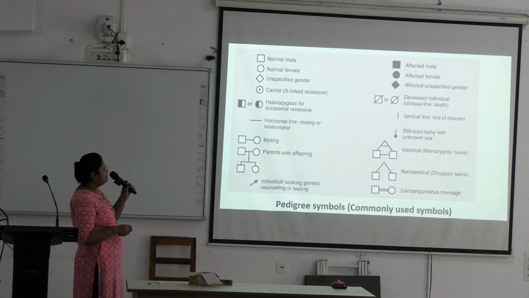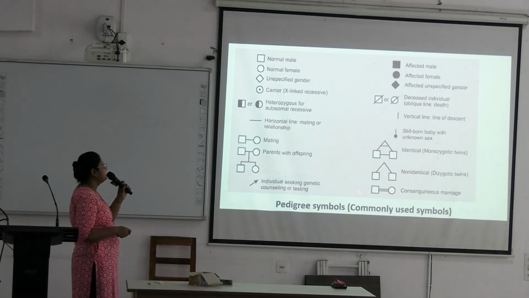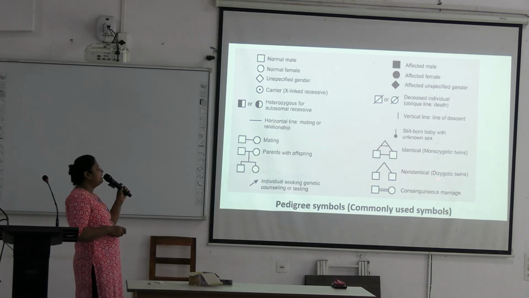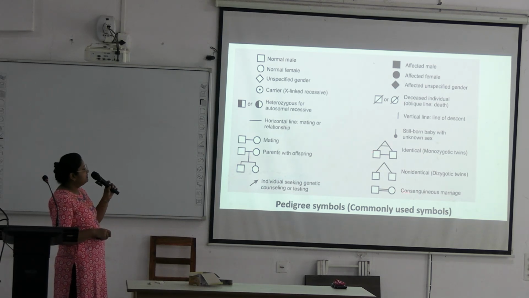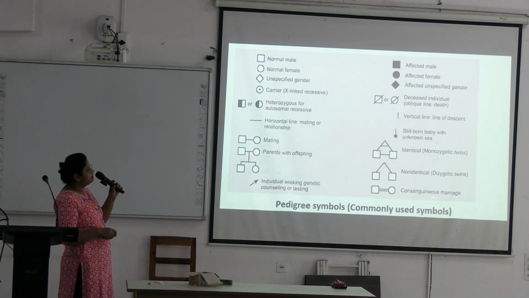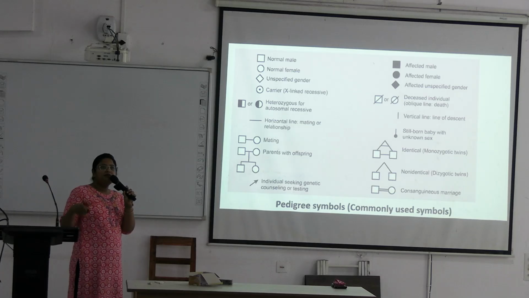Okay, next are identical or monozygotic twins. Here both are male children, and these lines represent the identical or monozygotic twins. Here are non-identical or dizygotic twins. These lines are not present, and these double lines represent consanguineous marriage within the family.